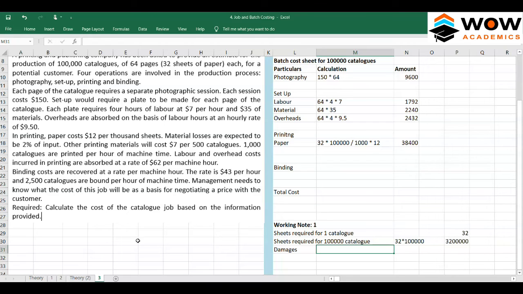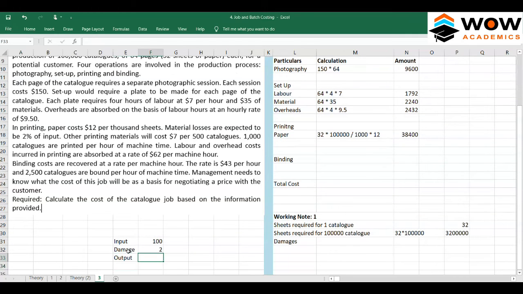So we'll put it like this. Okay, input. If your input is going to be 100 and your damage is going to be 2%, that will be 2, then your output will be 98. Okay, 98.